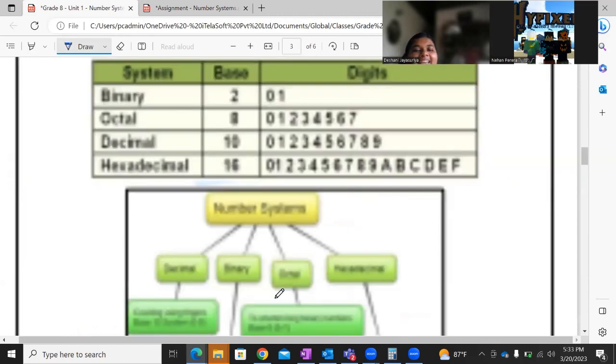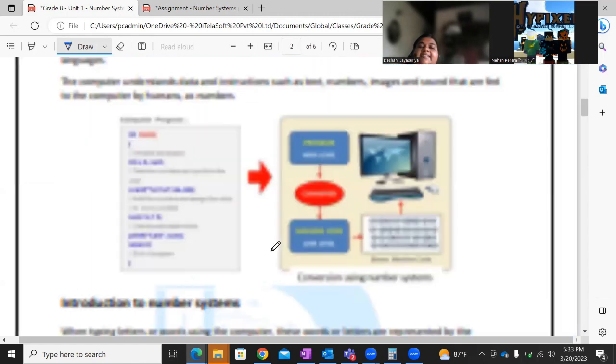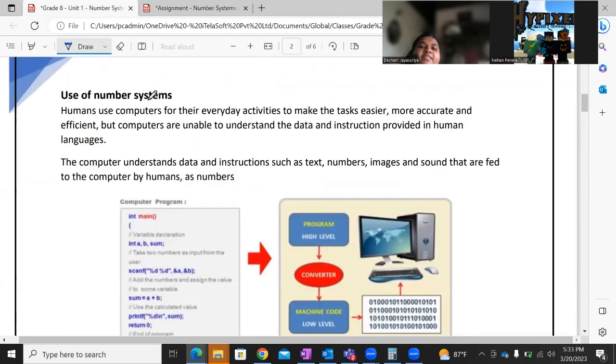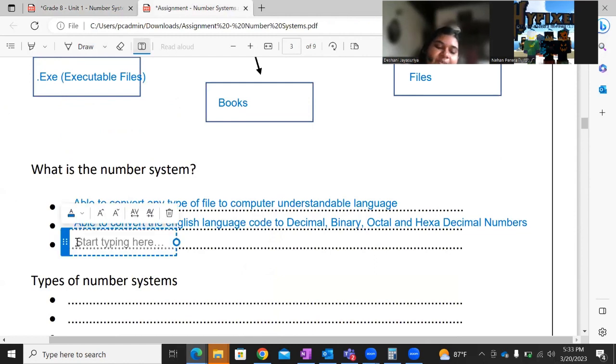So, like I said, these are the things that you have to write. Using number systems, humans can use computers easily, right? So say you want to add something to a robot. You can easily introduce new things if you know the language of the number systems, right? So you are able to introduce new features or new functions, you can say.